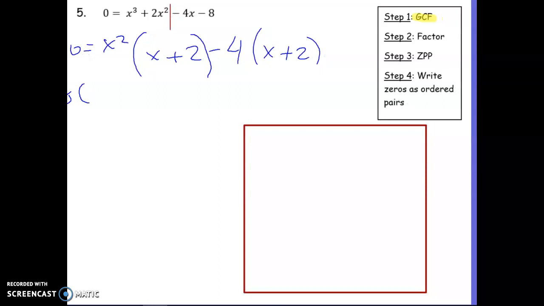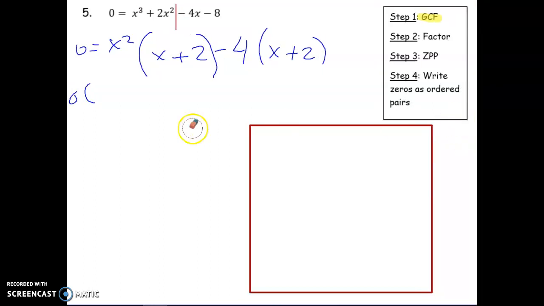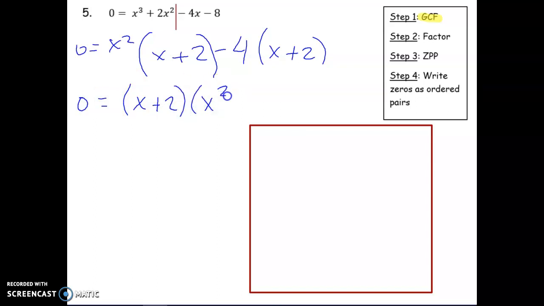Get a little more space here. My equal 0 isn't going to fit right there. All right, so I've got my x plus 2, and then what I have in the other parentheses is x squared minus 4. Okay, this is a little bit different. This one is linear. This one has x to the first, which is what I wanted, but this one has x squared. All right, well, this one's not linear. So I'm going to check and see if I can factor this one again.